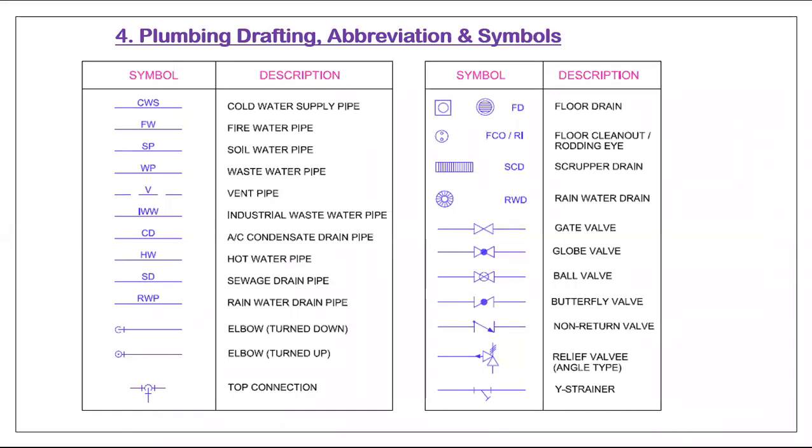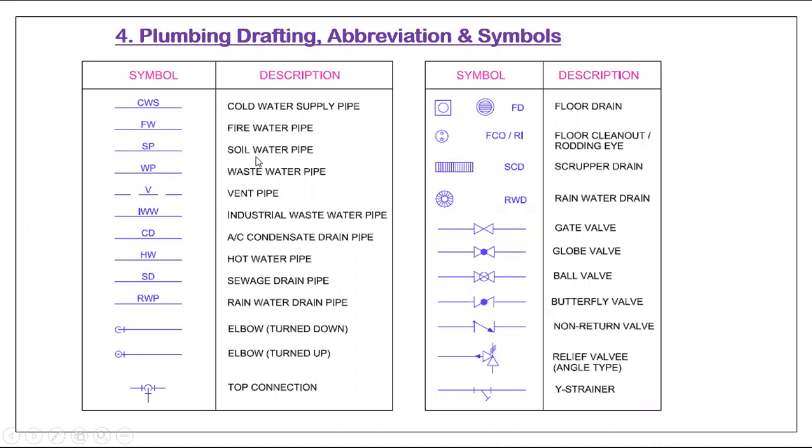Plumbing drafting abbreviations and symbols. These are the symbols we are going to use for plumbing drafting and drawings. For the cold water supply, we have to put CWS above the cold water pipeline. For the fire water pipe, we have to put FW, fire water.